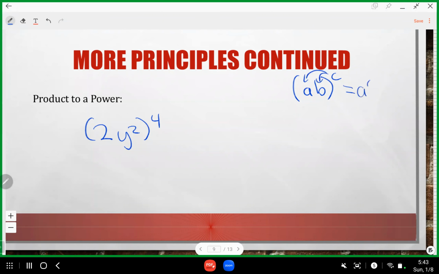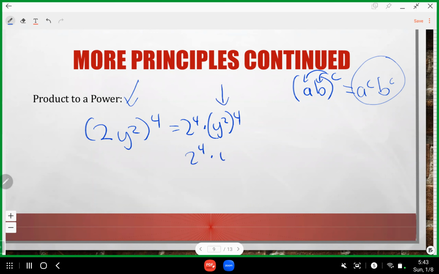It's going to be a to the c times b to the c when you simplify it, right? So now if you look at this and go to this example, this is basically just going to be 2 to the 4th times y squared to the 4th. And we all know what this is. All right, this is going to be 2 to the 4th times y to the 8th, right? So basically 16y to the 8th. Okay, that's how you do it.